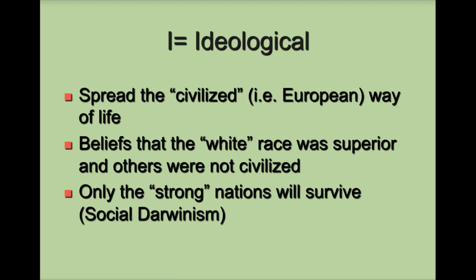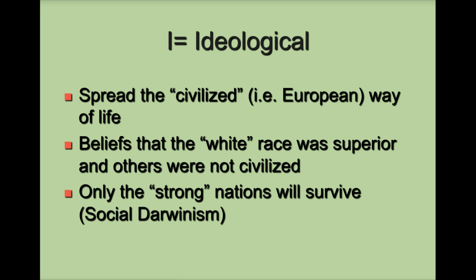This basically goes with social Darwinism. So with the ideological, make sure you note that this goes along with social Darwinism. There's a few things. With the ideological motivation, you want to spread the civilized or European way of life. There's the belief that if you're not European, then you're not civilized, and it is the Europeans' duty to spread their knowledge and culture and ways of life. It's heavily influenced by the idea that the white race was superior. The other races were not civilized like the white man was.